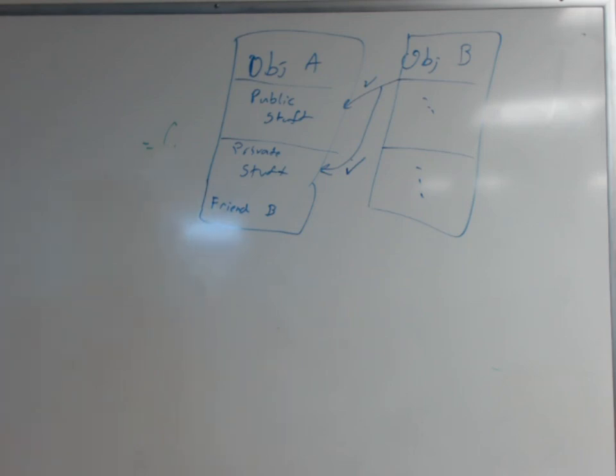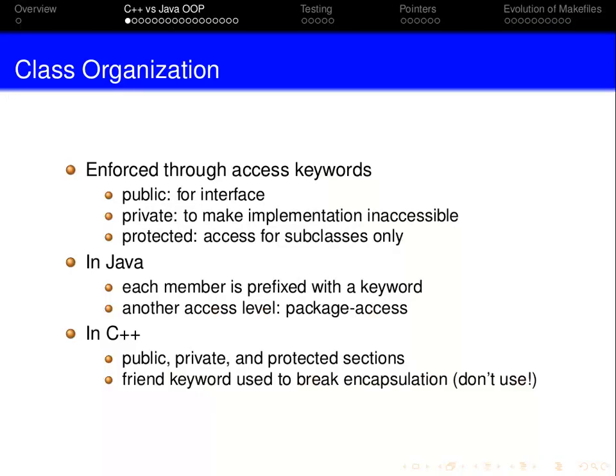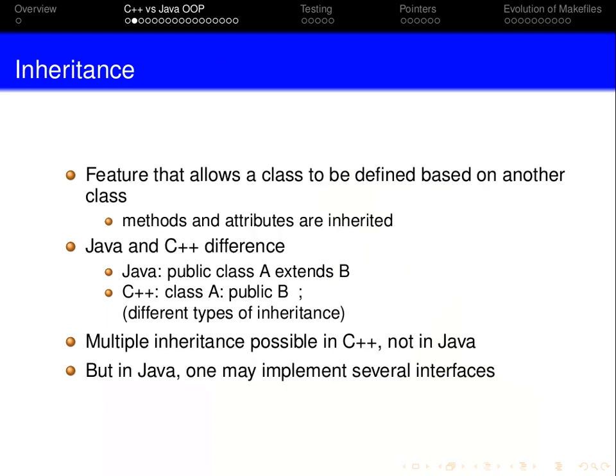So C++ trust no one. Got it. Yeah, trust no one. There is no trust. Oh yeah, there is definitely no trust. Okay, so friends are bad.